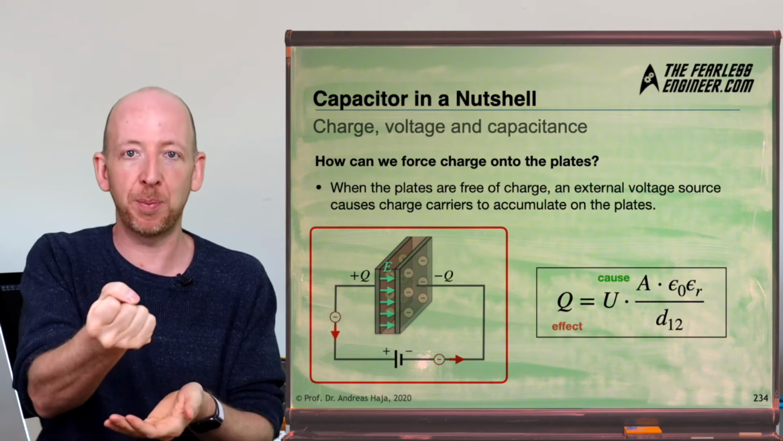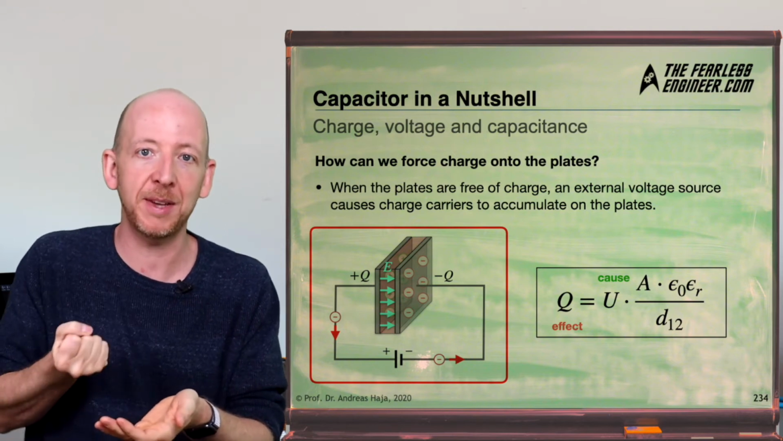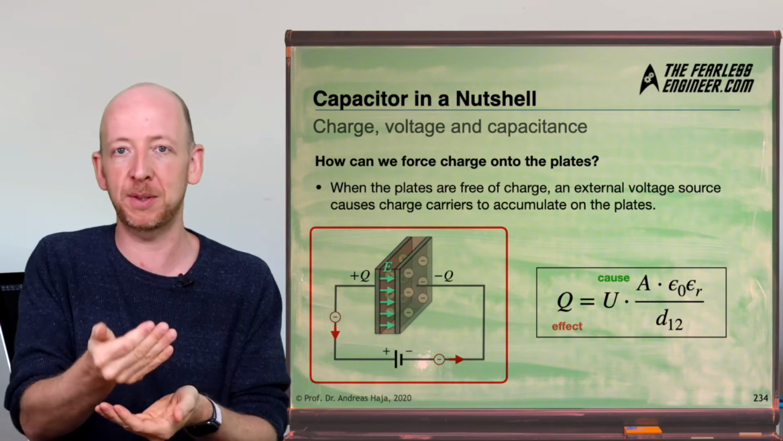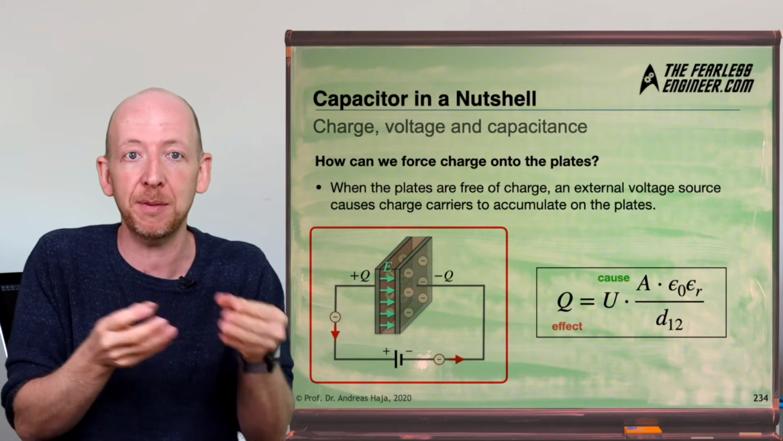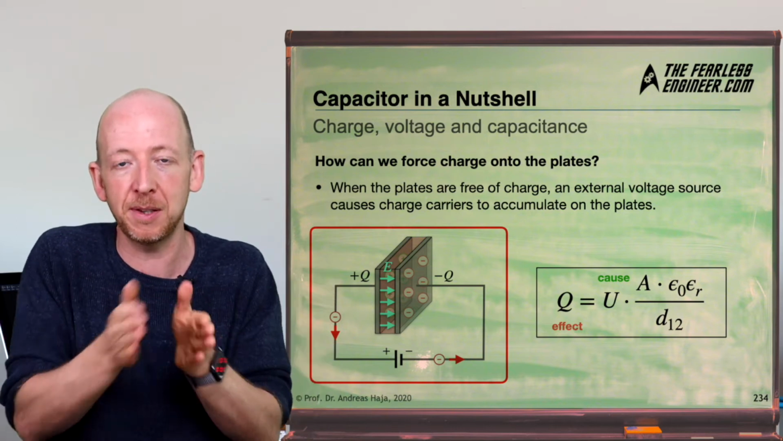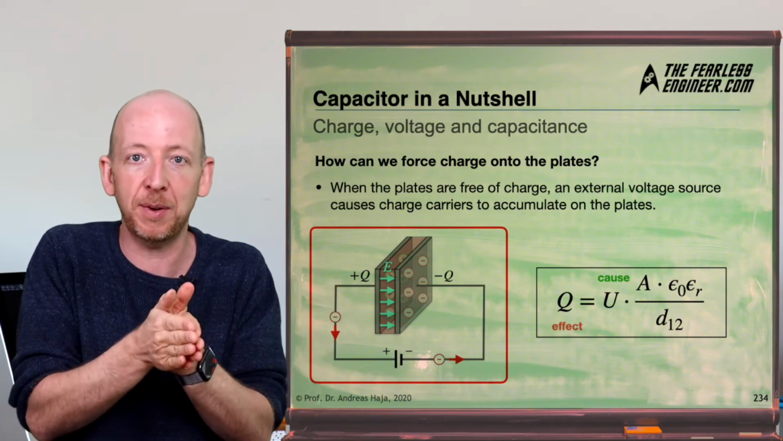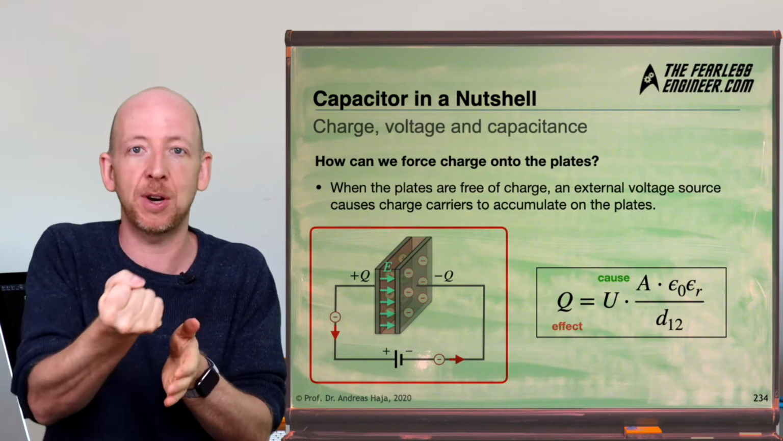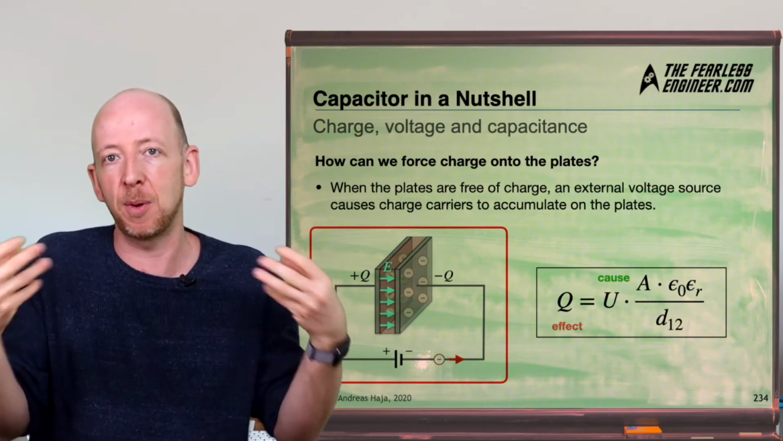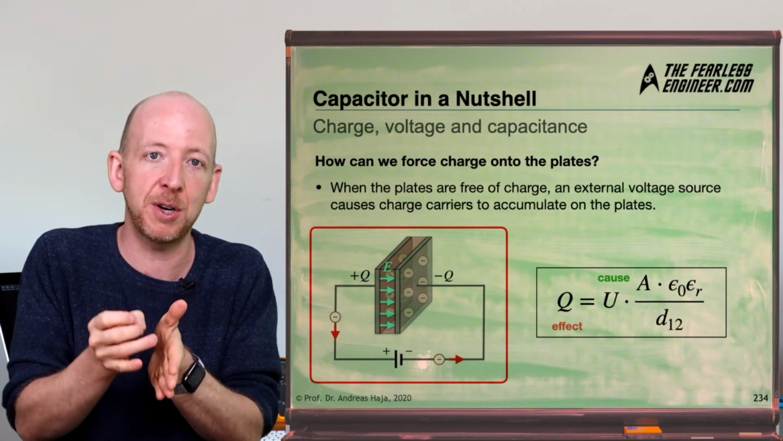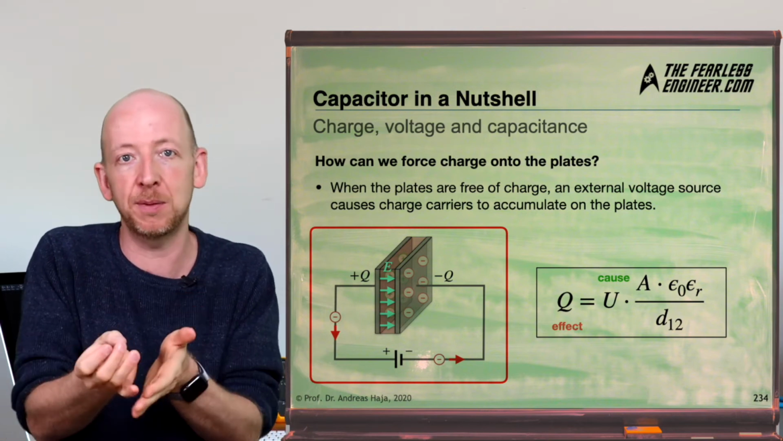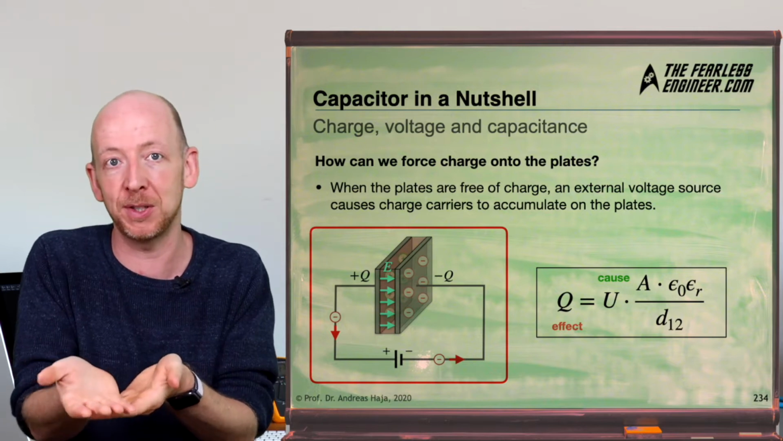So the voltage pulls electrons away from the left plate and makes them flow towards the positive terminal. And when this happens, we get a deficiency of positive charges on the left, which creates an electric field through the material in between the plates so that it attracts negative charges onto the right plate from the terminal of the battery. So over time we have a buildup of negative charges on one plate and of positive charges or a deficiency of negative charges on the other plate.